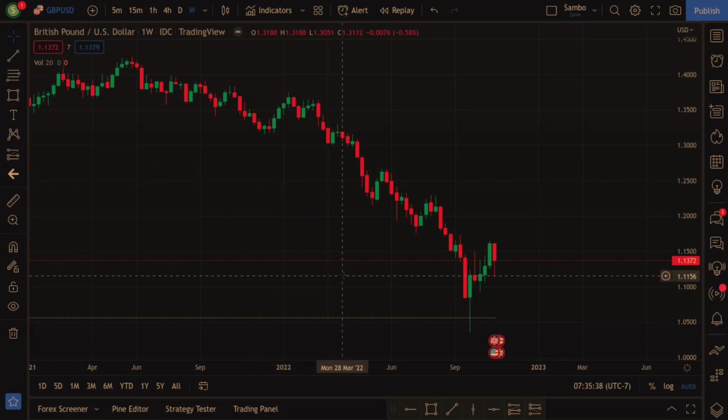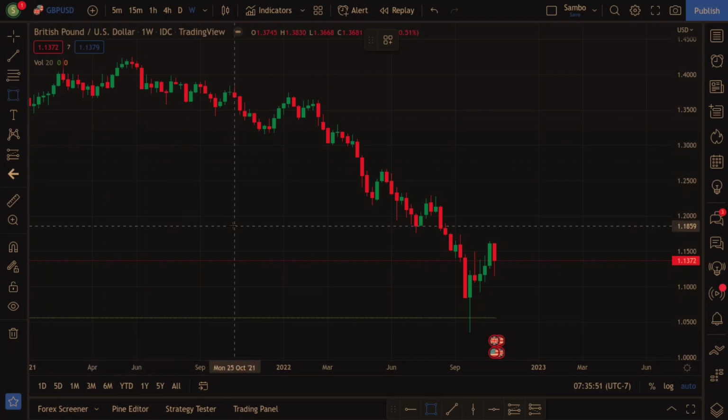So let's dive in. Let's start with the weekly chart. I like to start off broad and then go narrow from there. So when we're looking at this chart, what I see right off the bat is we're in a downtrend. Plain and simple, no questions asked, we're in a downtrend here.